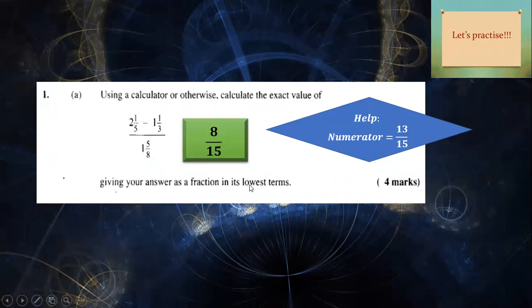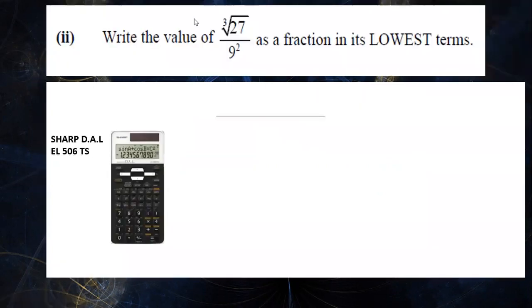And as well, the calculator gives you the fraction in the lowest terms. So that's one great fallout from that. All right, next, let's look at this question here. Write the value of the cube root of 27 over 9 squared as a fraction in its lowest terms.